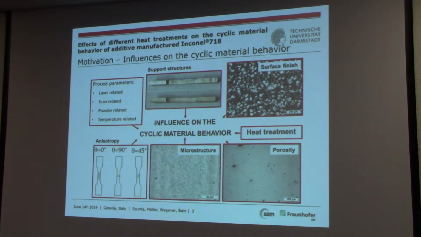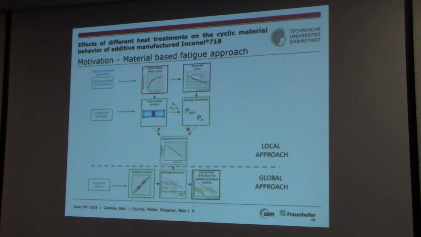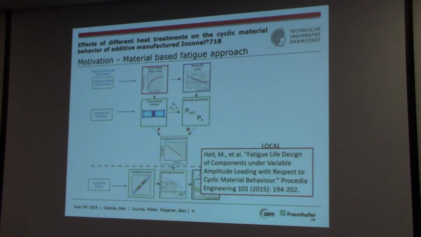So what we decided to apply is the so-called material-based fatigue approach. Starting from the characterization of the material in the local system, so a local strain-based approach, then going to a global one. This type of approach is described in this paper by my colleague Matthias Hell, and was also shown on Tuesday during his presentation, so I will not go into it. What we will do today is to characterize the material, just focusing on the first part of this diagram, the cyclic material behavior.